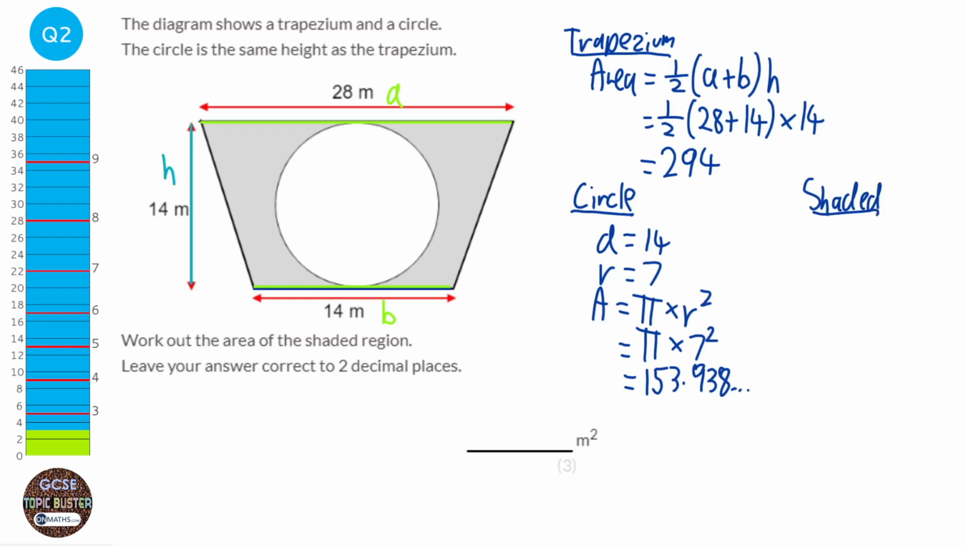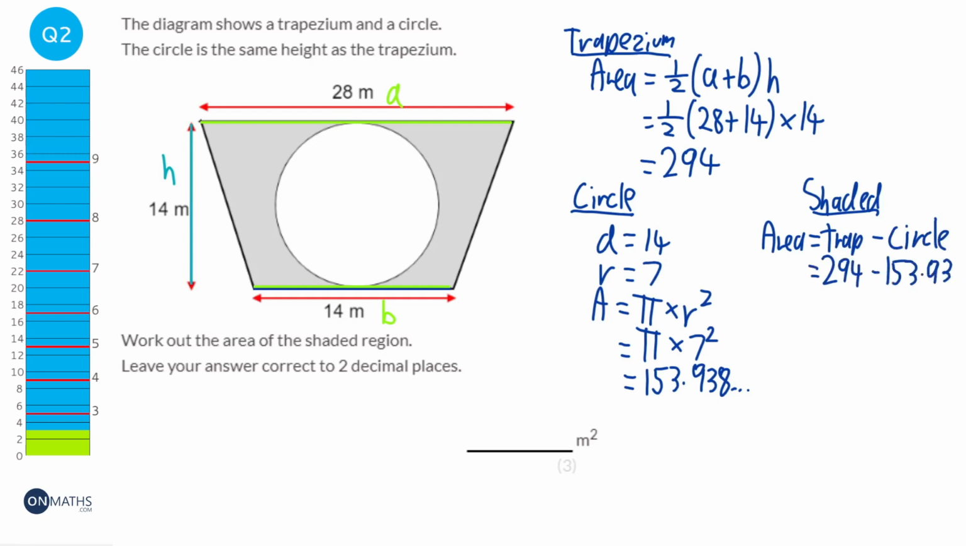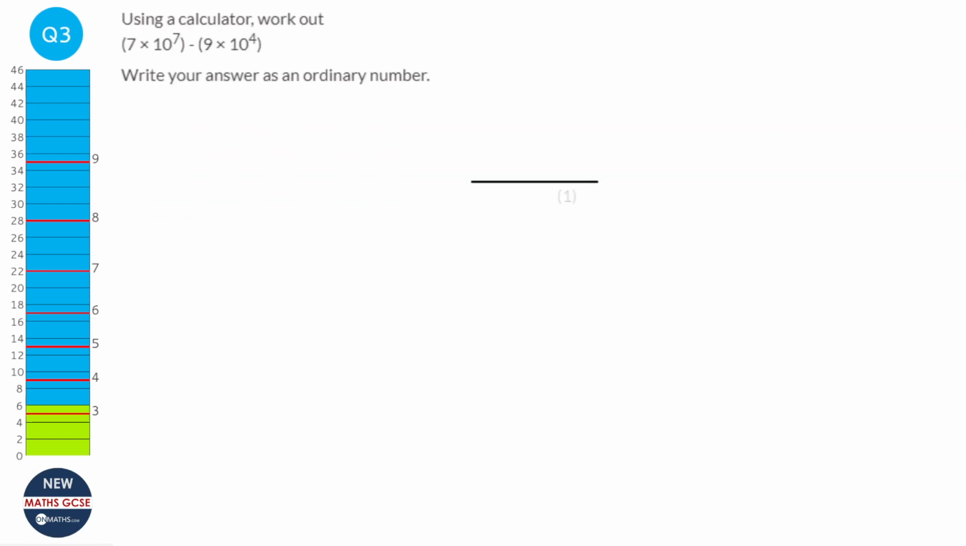I'll keep that in my calculator, because next thing we'll do is the shaded area part, and it says we want to work out the area of the shaded region. So the area will be the total area, which will be the trapezium, take away the area that we don't want, which is this bit here, which will be the circle. So the trapezium is 294, the circle is 153.93 and so on, and when you do that you get 140.061 and so on. It wants it to 2 decimal places, so it would be 140.06.